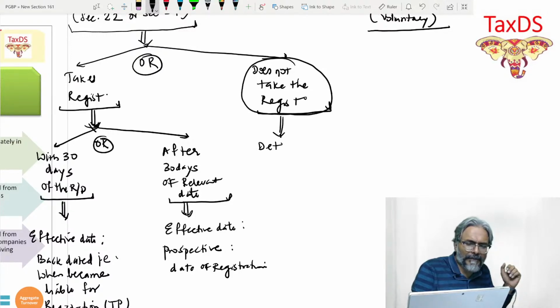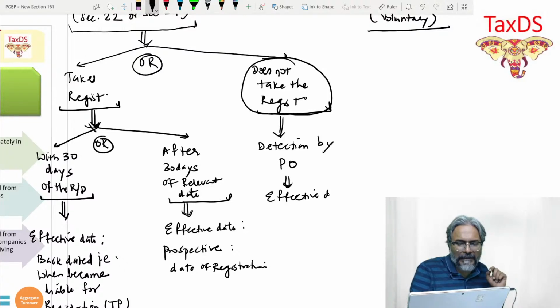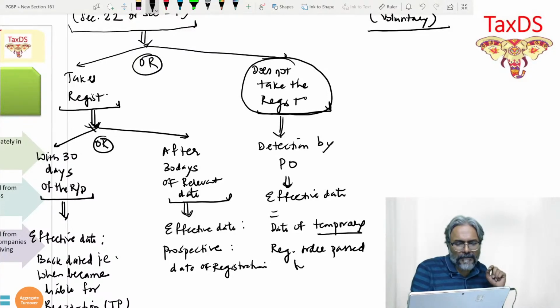The detection will be done by the proper officer. The detection of your case will be done by whom? By the proper officer, students. And then, after the detection, you will be required to get yourself registered. Now, the effective date of registration in this context will be the date of the temporary, students, underline the word temporary, registration order passed by the proper officer.